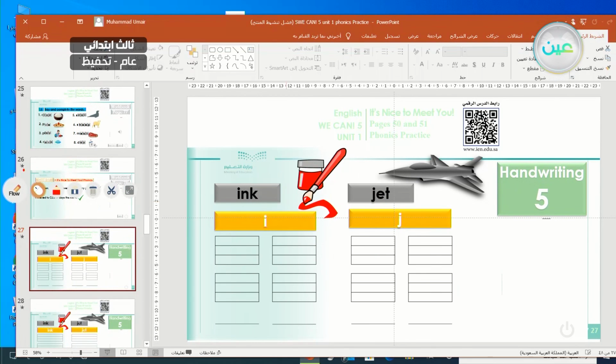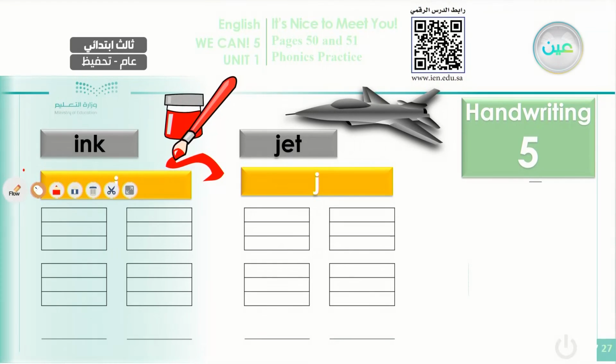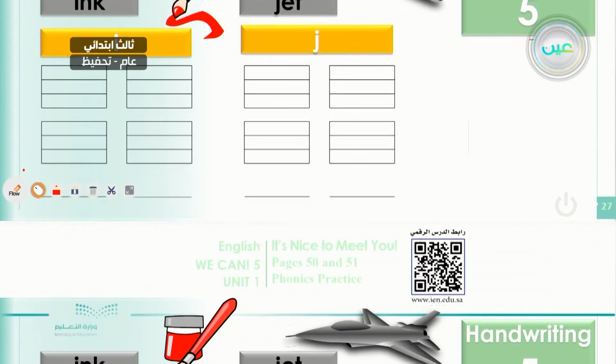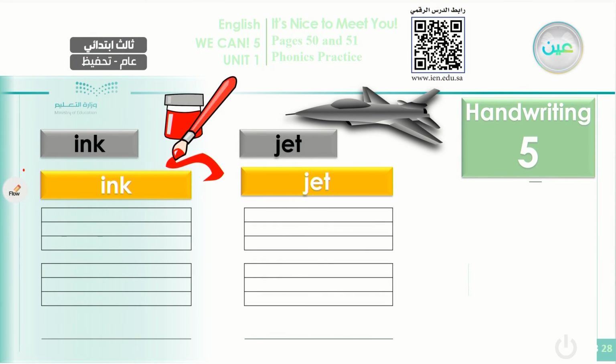Let's move to the next slide now so that we can write the two words here. Ink and jet. We write ink and jet. Ink can be written in this way. We say I-N-K. This is how we write the small k. If we write capital K, it can go like this. But here there is a difference. This is how we write K in small letter. We'll come to it later on, inshallah.